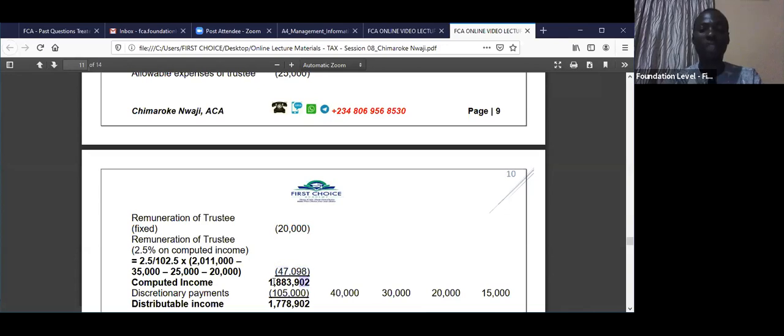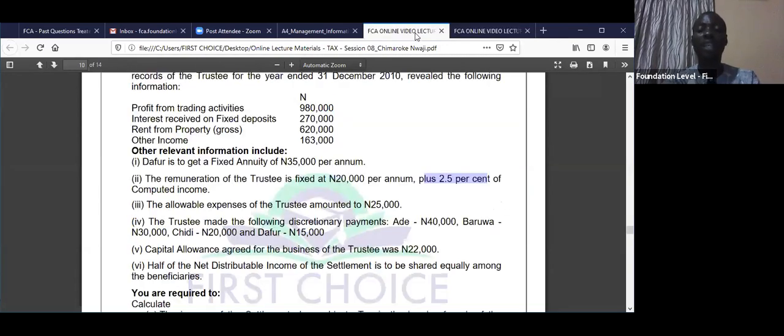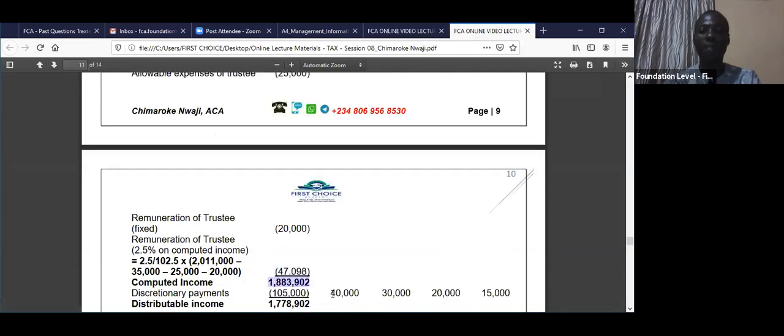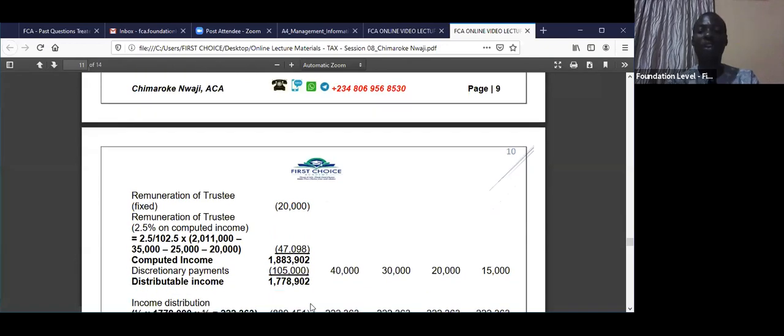Now we have gotten our computed income here. Now the next thing we said was discretionary payment should not be included in computing computed income. So we didn't include it. It is going to be done after computed income. So we have discretionary payment here: Day 40, Barua 30, Chidi 20, and Dafoe 15. And you can see them here. Now, when you add them together, it is 105. It means as we are removing 105 from here, the trustee is paying this discretionary payment. And so they are again going into the hands of the beneficiary. So you see, after the discretionary payment, everything ends. So this computed income minus your discretionary payment, this is distributable income.